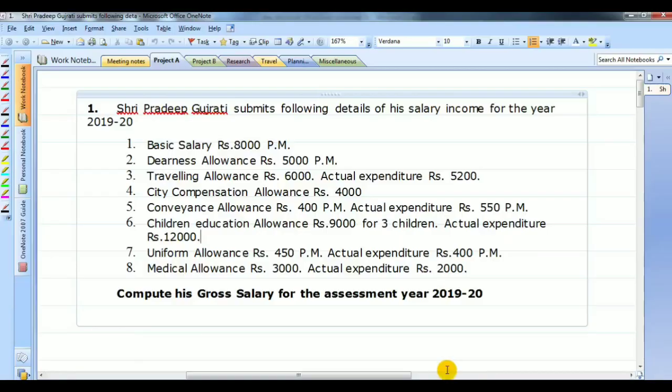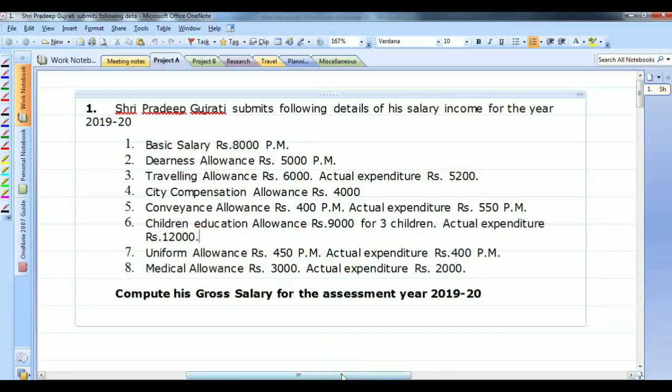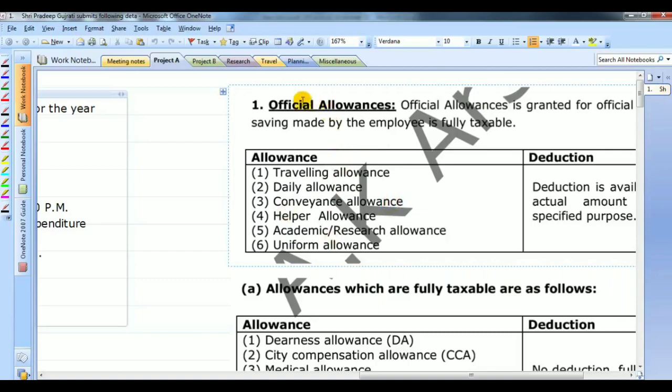Now keep in mind one thing: if an allowance is an official allowance, then the actual expenditure will be deducted from the received amount. See, traveling allowance also was official, so actual expenditure was deducted from the received amount. But if the allowance is not an official allowance, if it is a personal allowance, then the actual expenditure will not be deducted. We saw this in children education allowance. Children education allowance is not an official allowance.